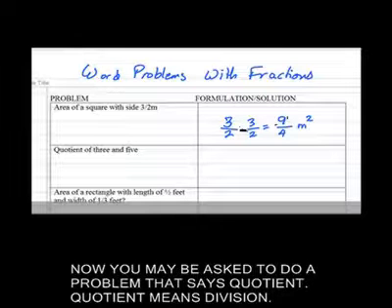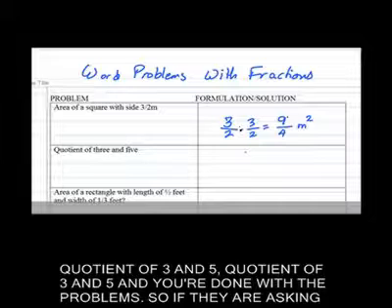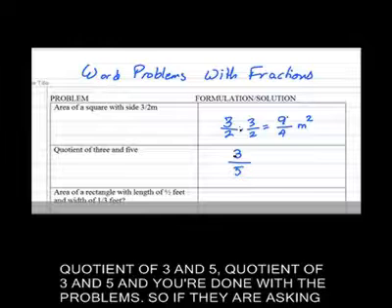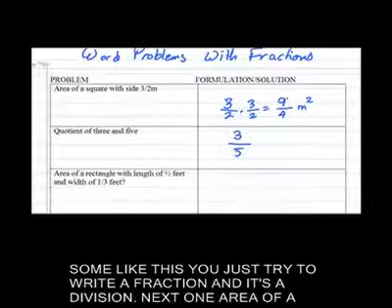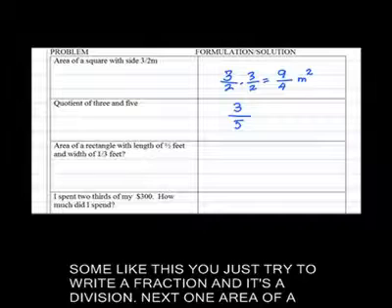Now, you may be asked to do a problem that says quotient. Quotient means division. Quotient of 3 and 5. And you're done with the problem. So if they are asking something like this, you just try to write a fraction and it's a division.